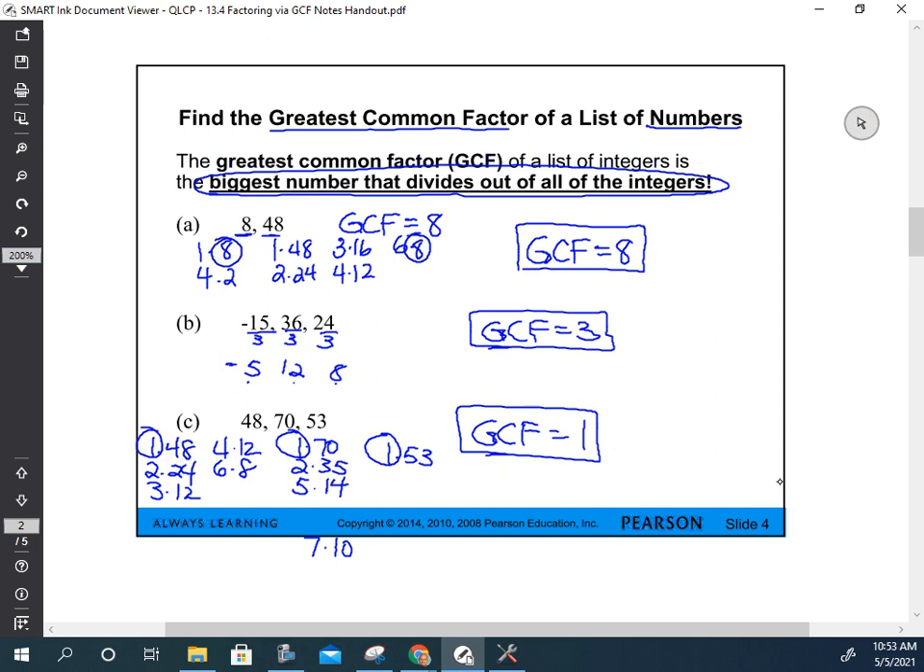Any questions as it relates to numbers? Numbers are pretty simple. It should be pretty simple, considering you've been dividing and reducing fractions all your life. Okay, any questions from anyone at home?